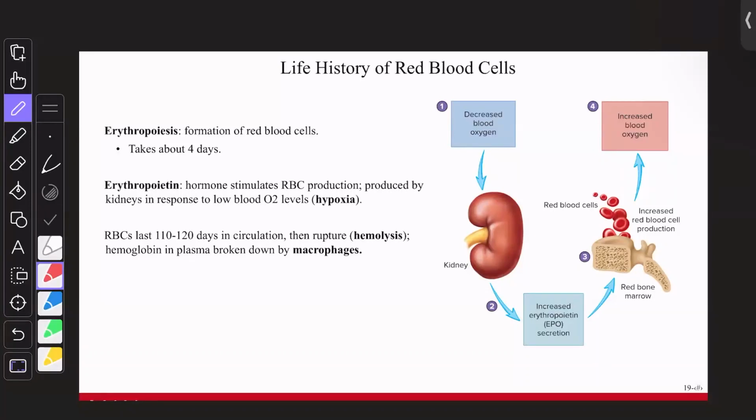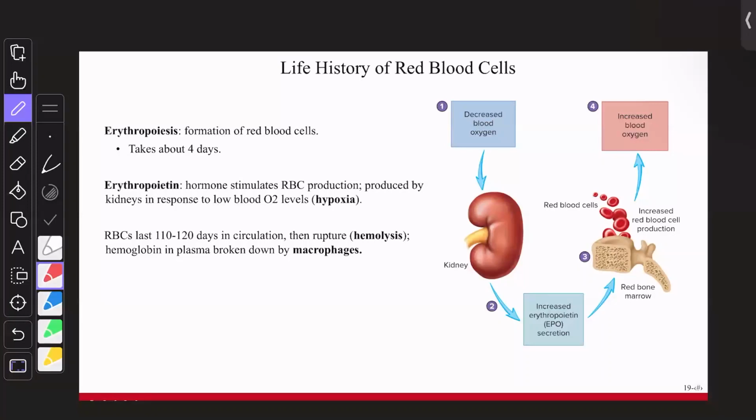I said 110 to 120 days. When the red blood cells reach their age limit, when they age out, they undergo hemolysis, right? They rupture. The hemoglobin that exists in the plasma after that rupture is then broken down by a macrophage. What is a macrophage? Big cells that eat things, right? Big cells that eat things. That's a macrophage. Macro, big, phage, to eat. Okay.